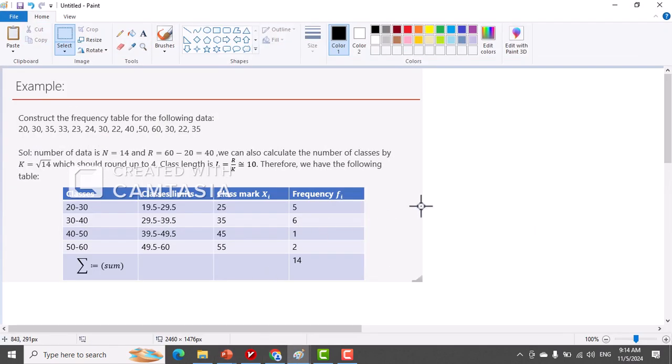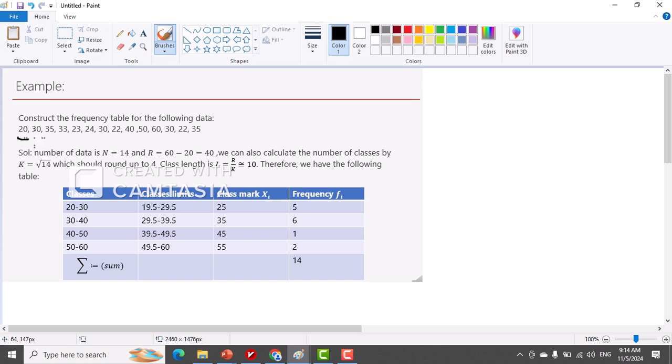If we take a look over here, we have an example. We have data over here. These are the raw data that start with 20, 30, 35, 33, 23, 24, and so on. As you can see over here, these data are not ordered, meaning that they are not ordered from the minimum to the maximum.